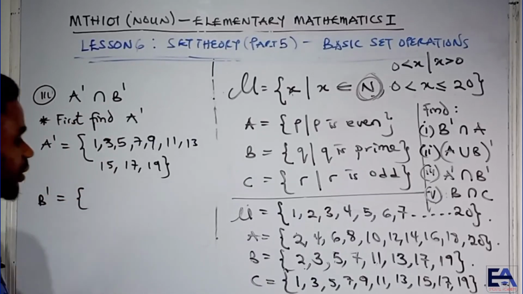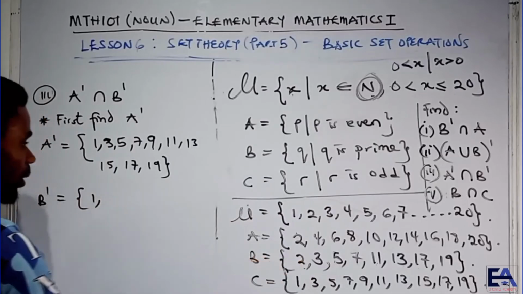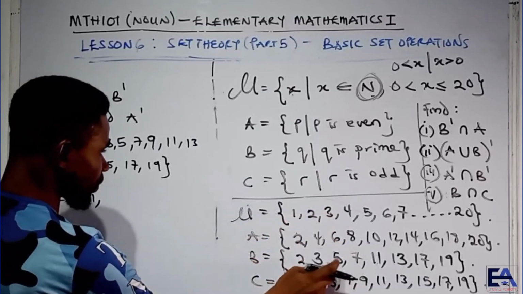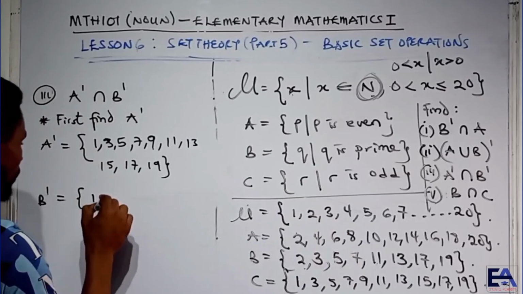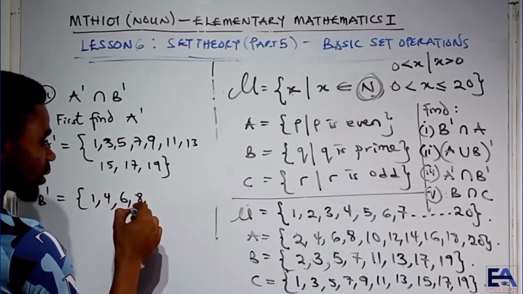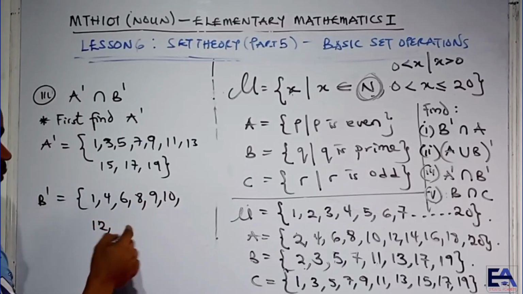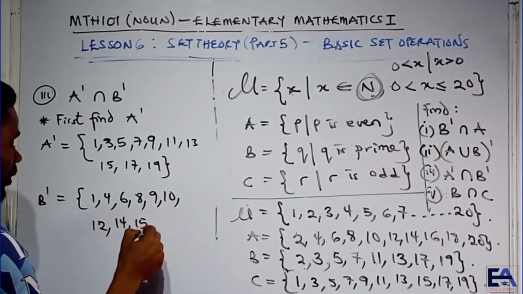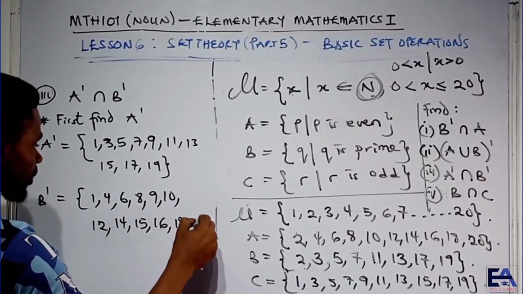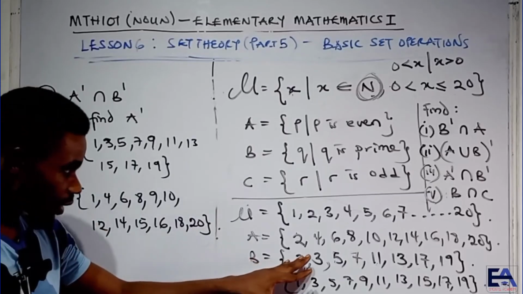B complement is the set of all elements that are in the universal set but not in B. So what are those elements? We have 1. Okay, 1 is not in B, but it's in the universal set. Then 4, 6, 7, 8, 9, 10, 11, 12, 13, 14, 15, 16, 17, 18, and 20. So this is the set of all elements present in the universal set, but not in B.